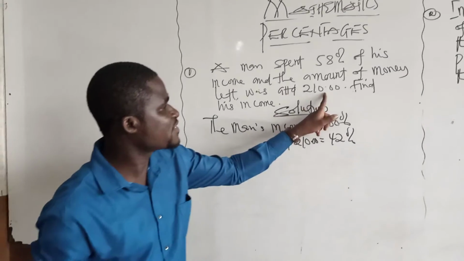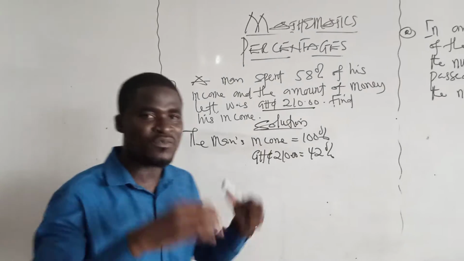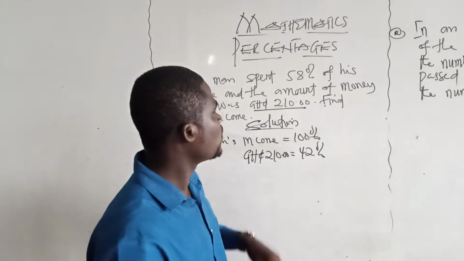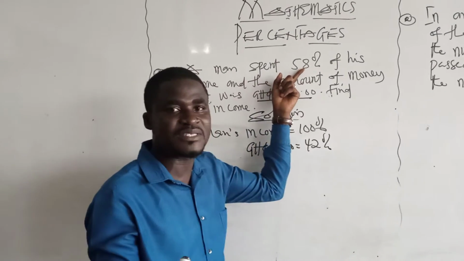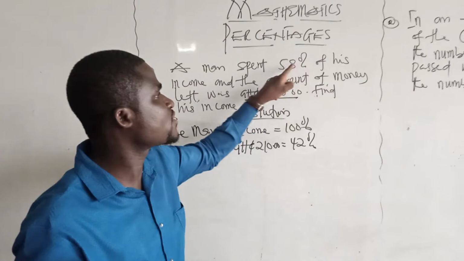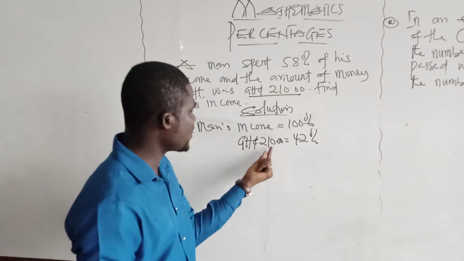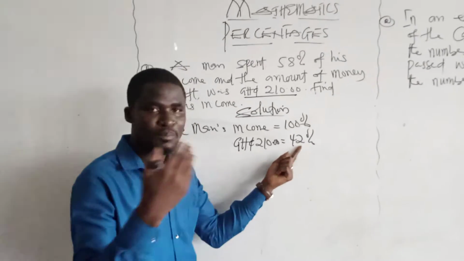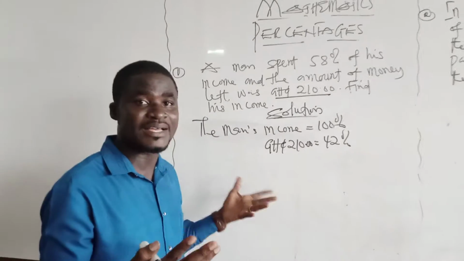Now the amount left, that is the 210 Ghana cedis, is also equivalent to the percentage left. Now the man spent 58%. So what is the percentage left? It will be 100 minus 58. That will give us 42. So 210 Ghana cedis is equal to 42%. So this is how we are going to find the man's income.